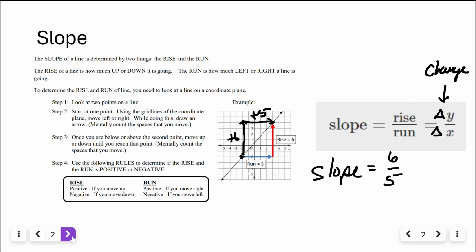All right, so slope is like the most boring video game you can ever get. You start on one point, you try to get to the other point. All you can do is move up and down and then left and right.